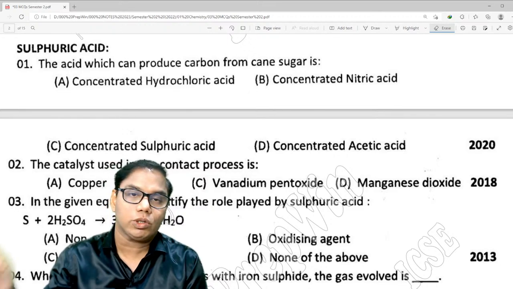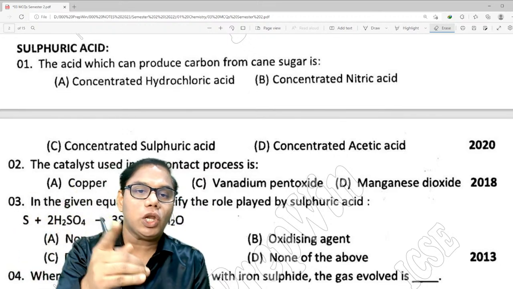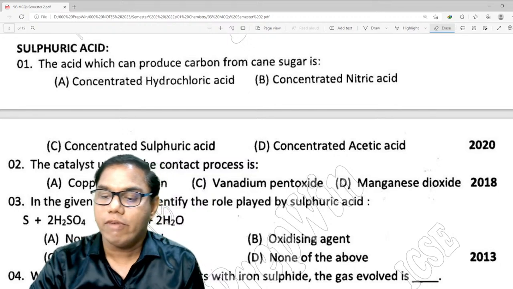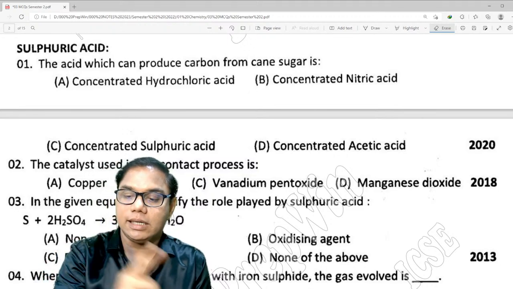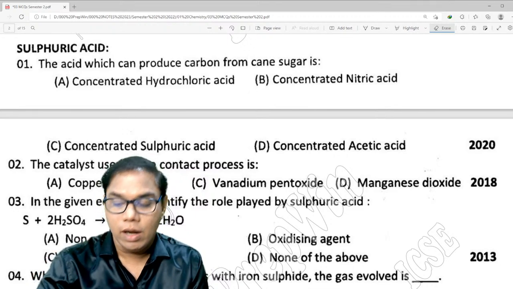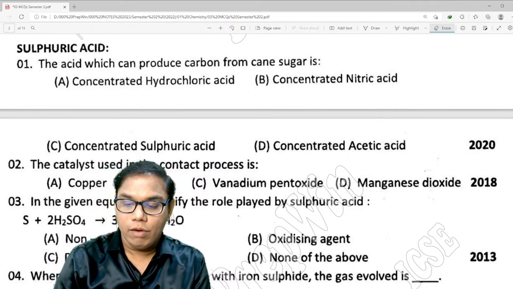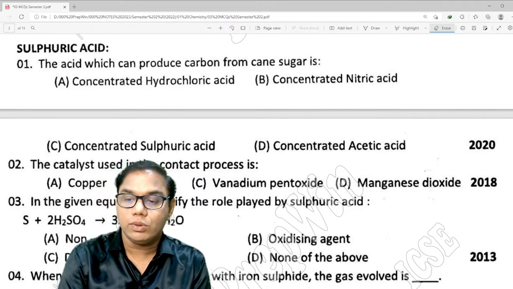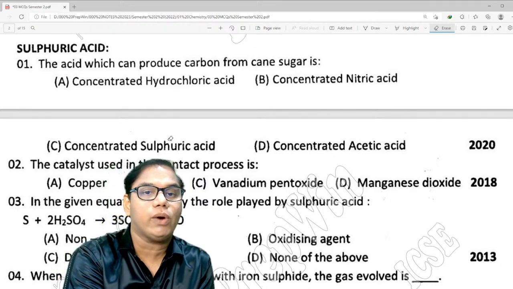C12H22O11, Himanshu Kushwa, absolutely right. My champions are well prepared for the examination. Yes, C is 12, O is 11. So what is the correct answer for this first question related to sulfuric acid? I am waiting for your answer.